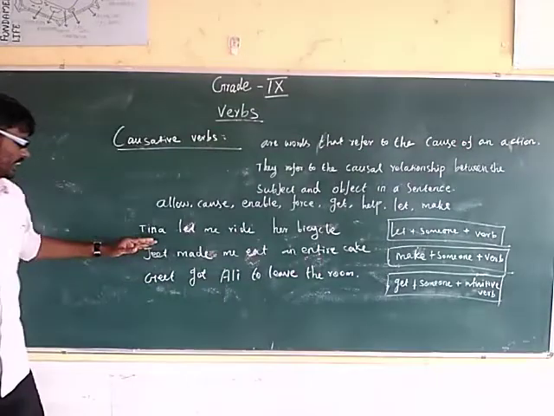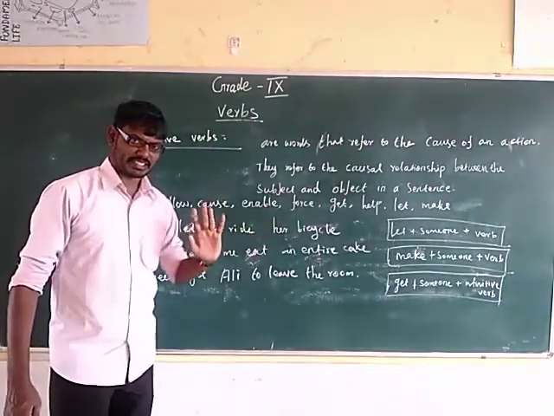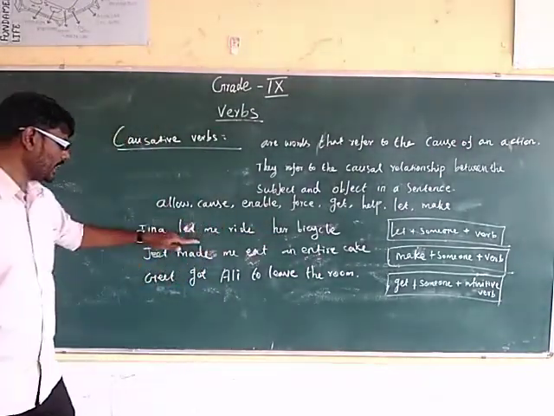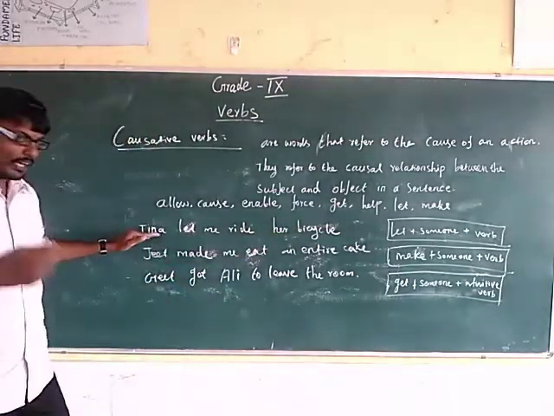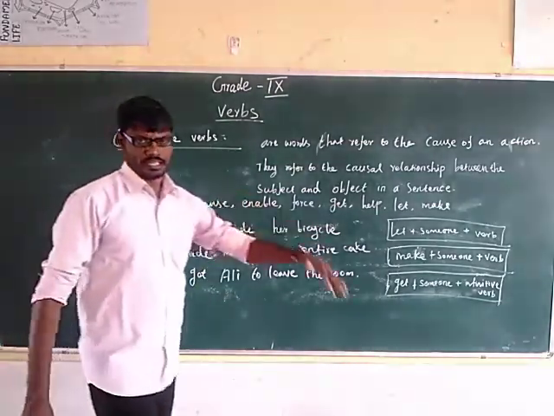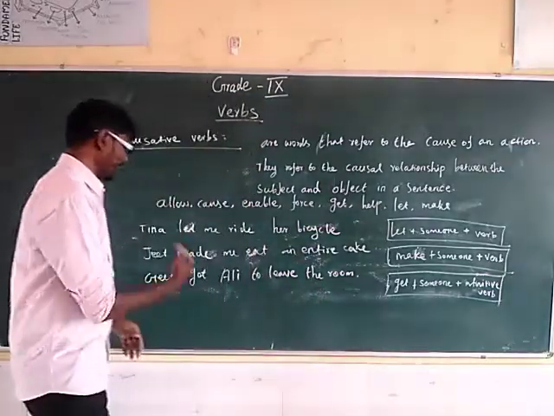For example, Tina let me ride her bicycle. Tina let me ride her bicycle. So, Tina allowed me to ride her bicycle. This is one of the causative verbs.